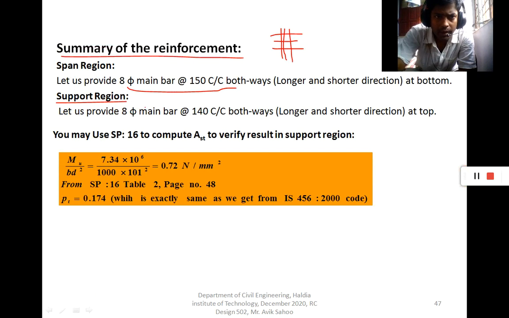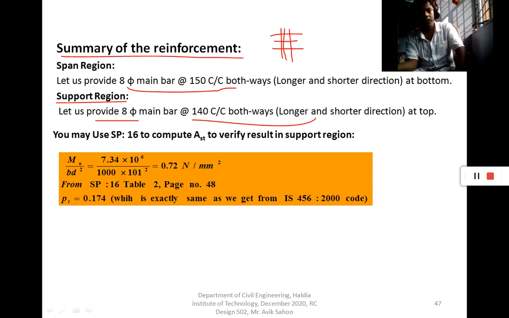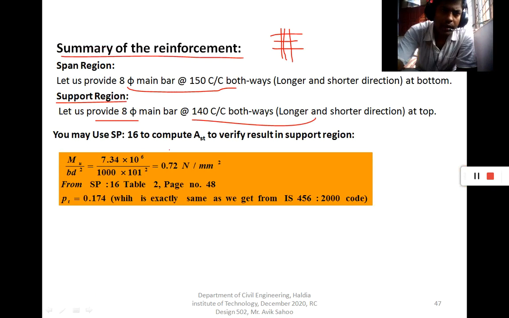In the support region, as the negative moment is developed, we apply the reinforcement at the top, and the spacing is 140 center to center both ways, longer and shorter direction, at top. You may use SP16 to compute the area of steel to verify results in the support region.